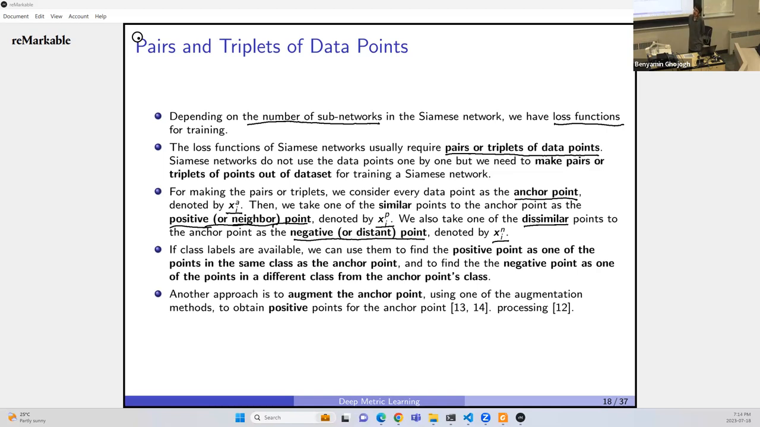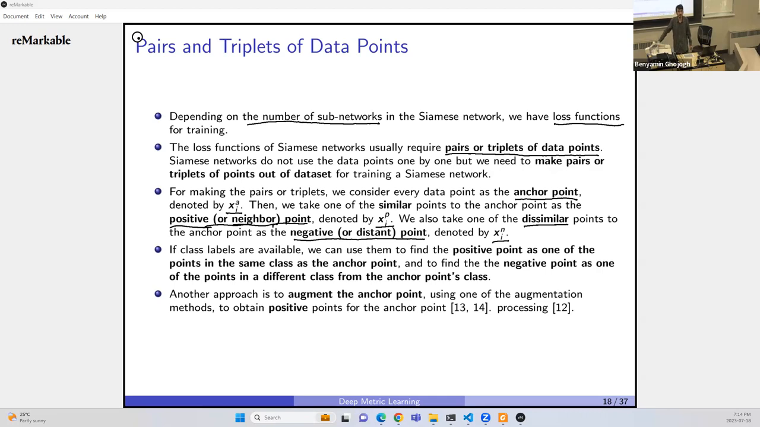However, what if you don't have class labels? It is an unsupervised problem, but you still can make triplets for training an embedding space by Siamese network. How? Can you give me your suggestions? I don't have any class labels. How can I make triplets of anchor, positive, negative for training some Siamese network? Your ideas. Just throw out ideas. They might be wrong. That's fine.